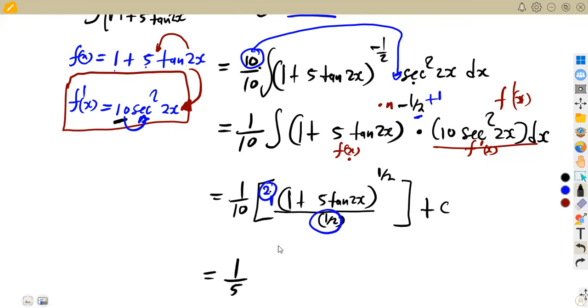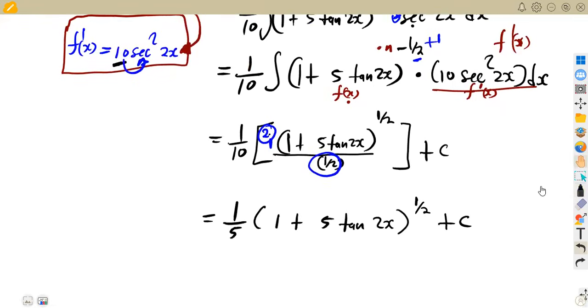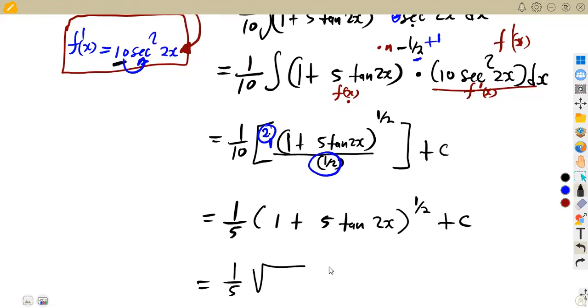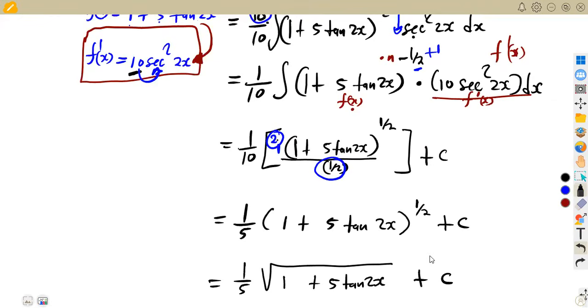So we're going to obtain 1 over 5 in this case into the whole bracket of 1 plus 5 tan of 2x, everything to the exponent of half plus the constant. So that's it, whereby to the exponent of a half simply means the square root of. If you want to write the square root at the end, that will be the square root of 1 plus 5 tan 2x plus the constant of integration in this case.